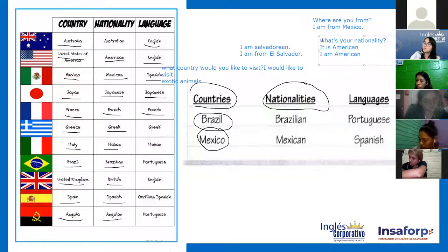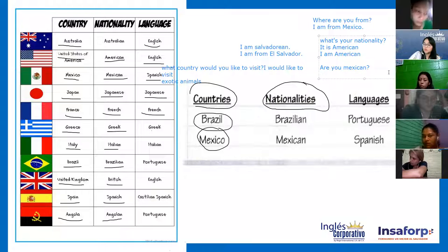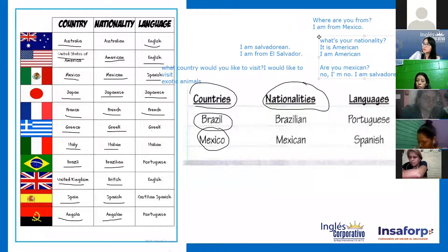Otra pregunta que podemos hacer con la nationality sería, are you Mexican? Are you Mexican, Mario? No. No, I'm not. I am Salvadorian. Okay, muy bien, Salvadorian. Ok, esas son en cuanto a las nationalities, right?